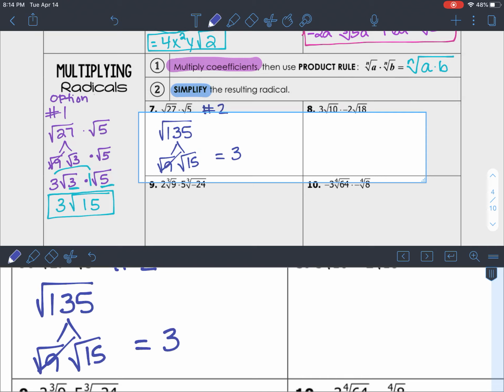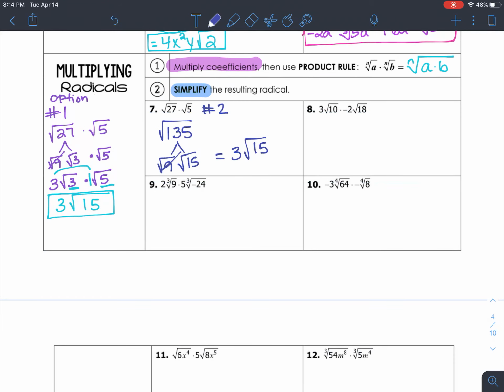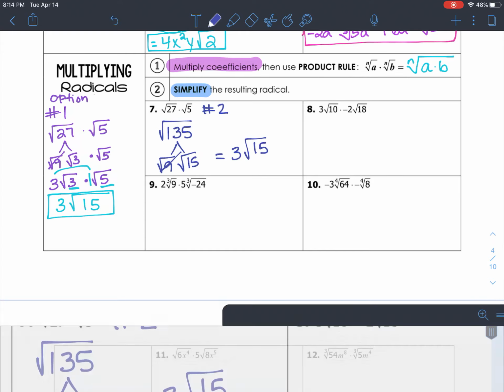Again, the square root of 9 is 3, square root of 15. So you can do it either way. You can choose whichever way you want to look at it. Sometimes I feel like option 1 is a little bit easier. It makes for a lot less simplifying when you get to the end of it. But if that's just too many steps, you can do it your own way.